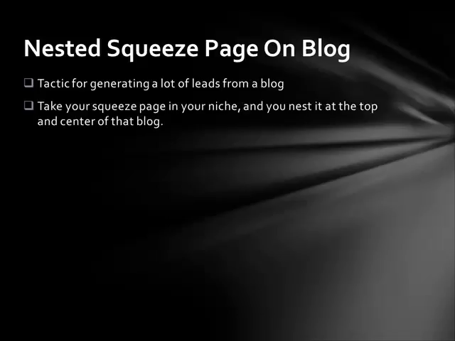So what you do is you take your squeeze page in your niche and you nest it in the top and center of that blog. So before they actually see the blog site at the top of the page, they should see your squeeze page as it is. You can nest it up there using an image and an opt-in box if you want. That's if you don't want the rest of the squeeze page to interfere with any of your other on-page SEO that's happening. You'll be surprised at the opt-in rate you can get from that.